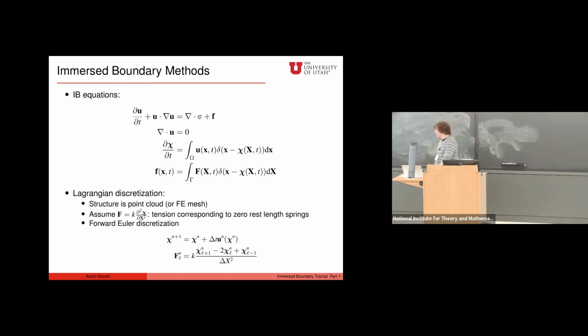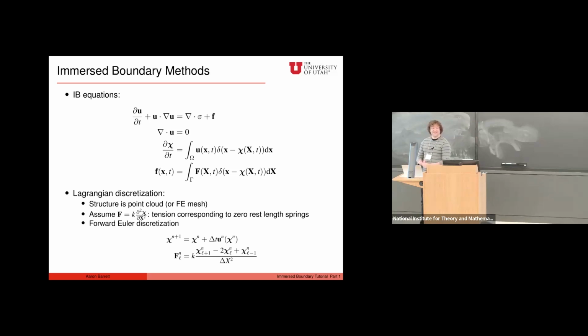So we have a way to compute the fluid velocity. We need a Lagrangian discretization. We typically use point clouds in IBAMR or finite element meshes. I don't think there's anything else that we do. I guess there's some support for level set methods as well. But I don't think... Level set? No level set methods. Forget I said that. So we treat the structure as a point cloud.